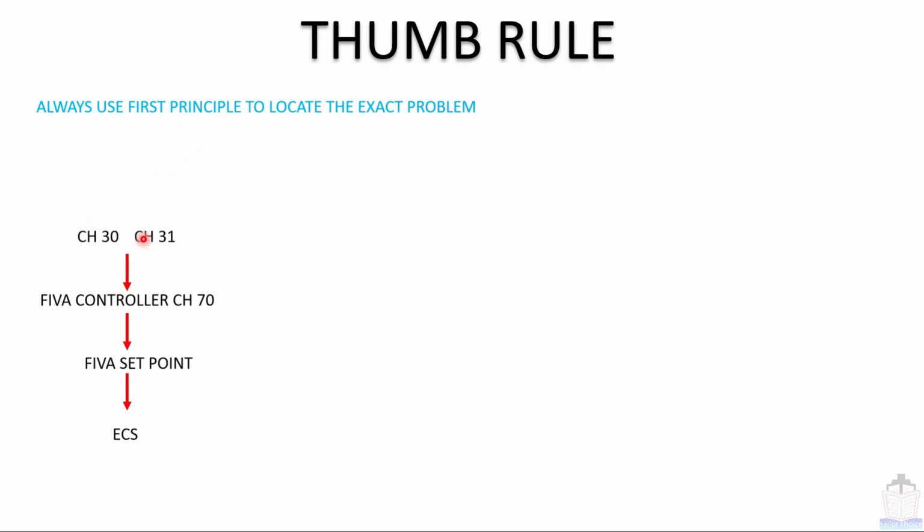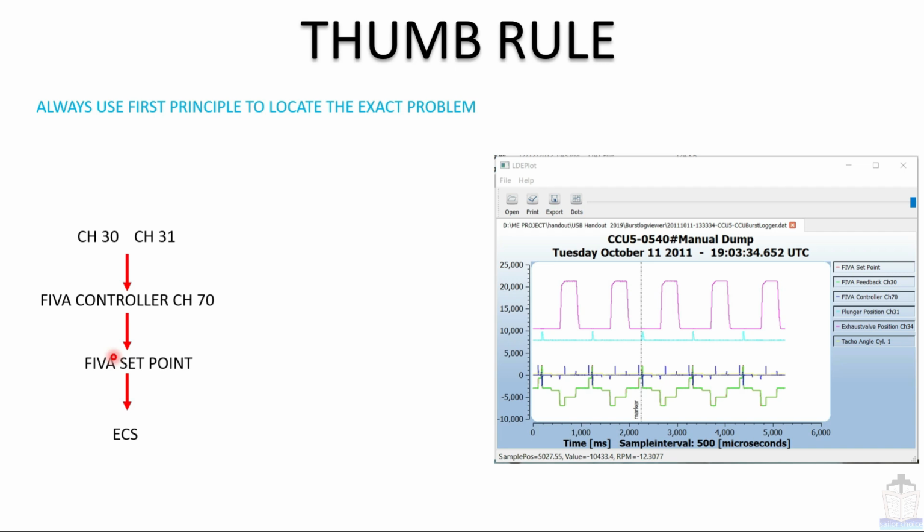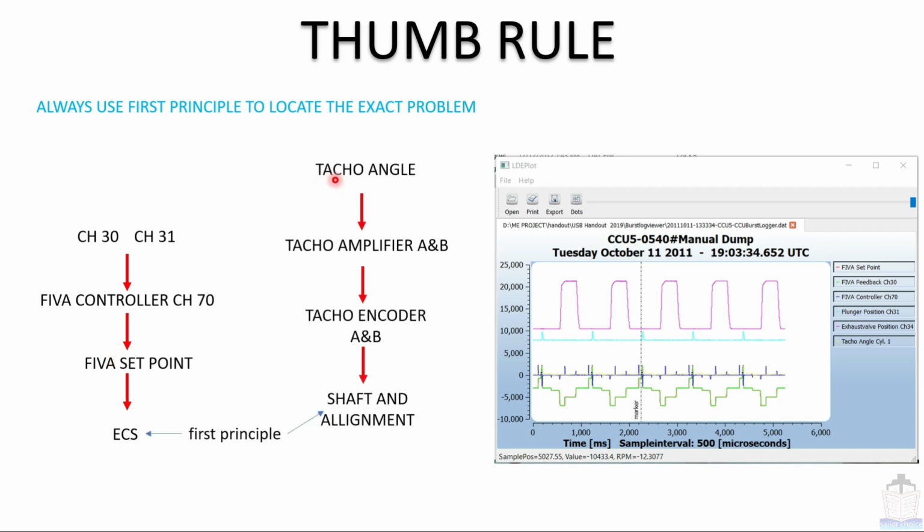So we will go step by step backwards and try to find the exact location of the fault. In a similar fashion, tacho angle is dependent upon tacho amplifier A and B. This tacho amplifier A and B signal is dependent upon the tacho encoder A and B, and this tacho encoder A and B is dependent upon the shaft and alignment. If something goes wrong with the tacho angle reading, then we will follow this sequence in order to find the exact location of the fault.